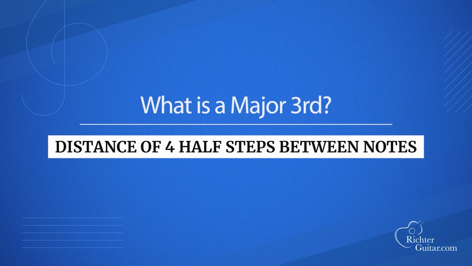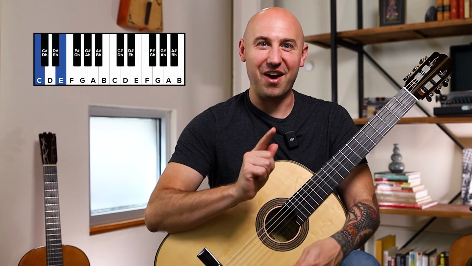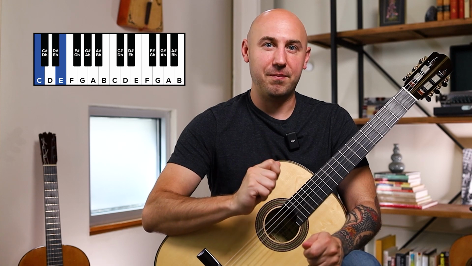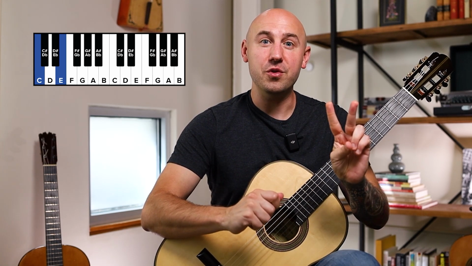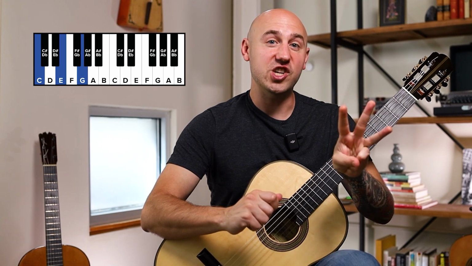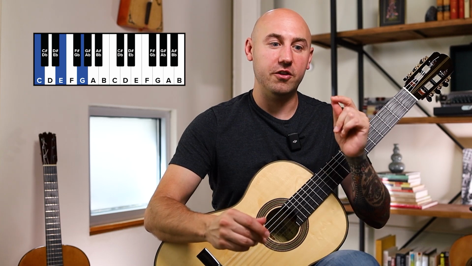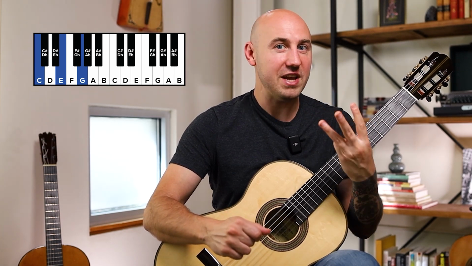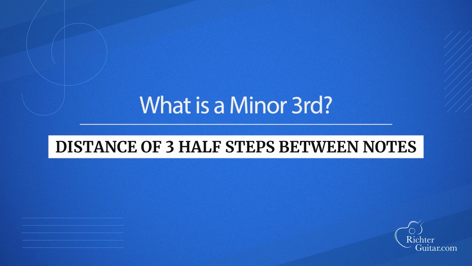Now E to G. Is that going to be 4 half steps away? Let's find out. So from E to F, that's 1. F to F sharp is 2. F sharp to G is 3. And that's it. We have a C, E, G chord. So E to G is only 3 half steps away. That is known as a minor third.